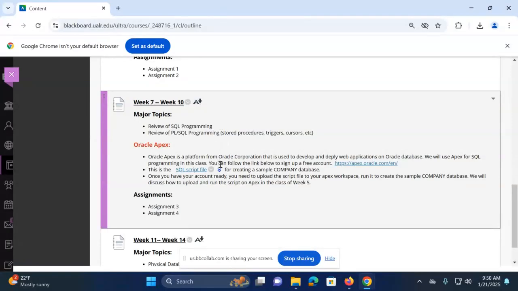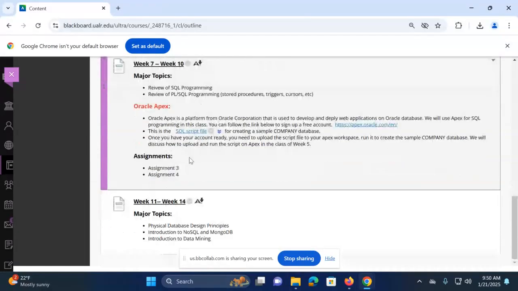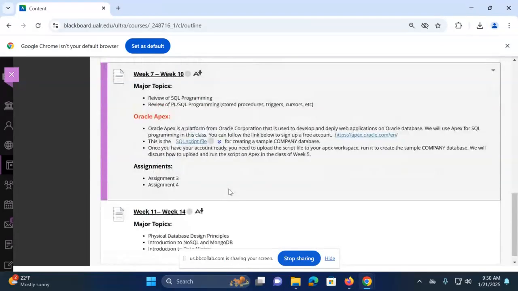And for this part, the database programming, you have to register an Oracle Apex account. This account is free, okay? In this case, you can practice SQL programming and PL/SQL programming in that interface. You don't need to maintain it. You just need to have an account, and it's free, okay? It gives you a link. So that's for the second part.